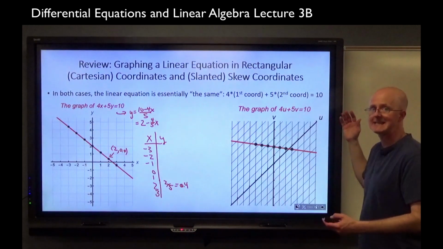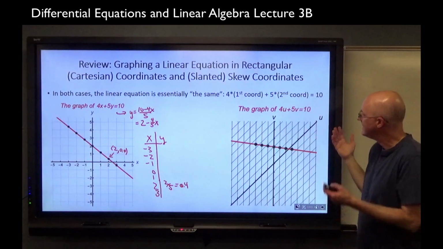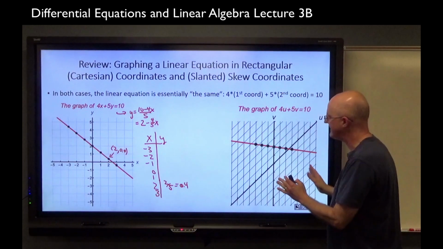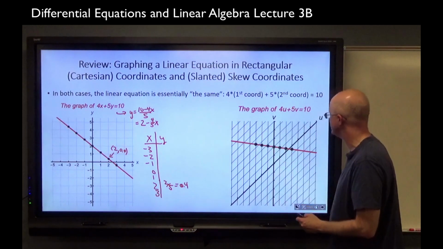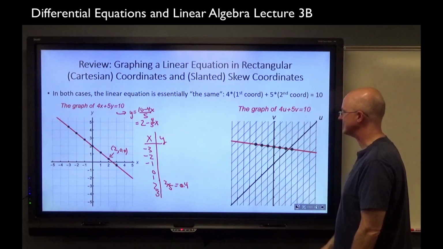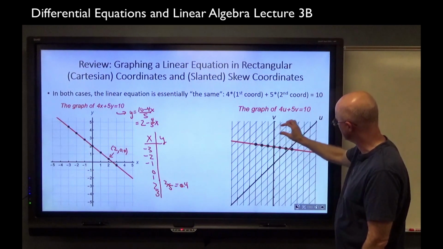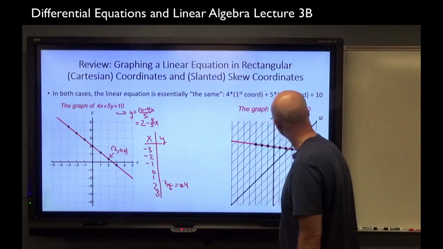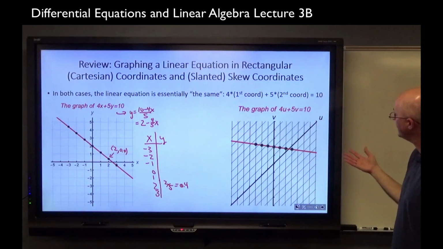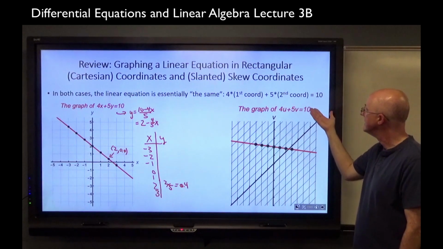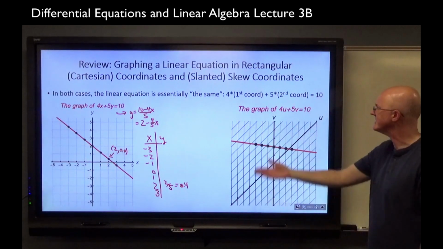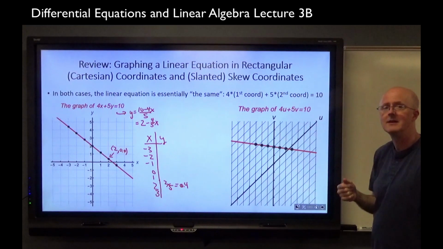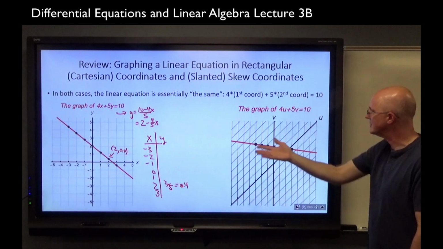One axis is slanted. I use different letters for clarity here, but again, pretend it's the same plane, same corresponding points, same origin, same vertical axis, location and distances are still 1 unit apart. This is the graph of 4u plus 5v equals 10. Really the same equation, essentially the same equation: 4 times the first coordinate plus 5 times the second coordinate equals 10. But the graph is different. These are two different lines.